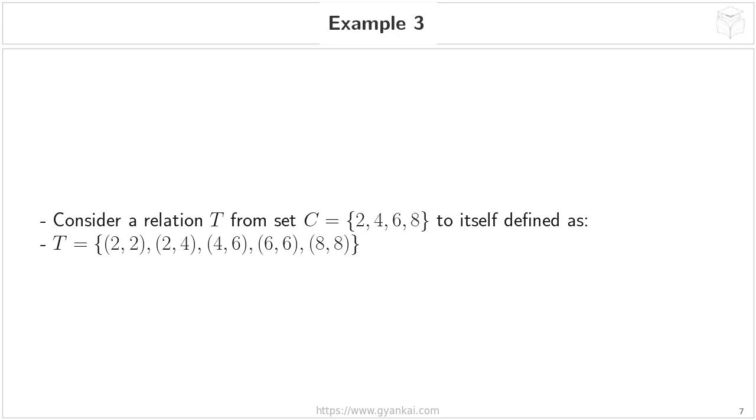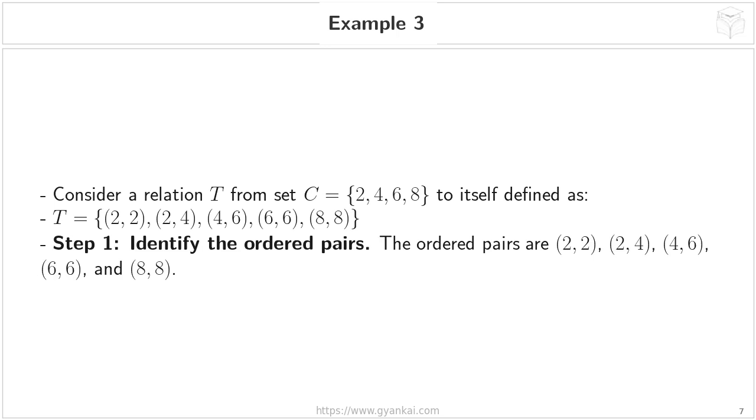Set C consists of the numbers 2, 4, 6, and 8. We can write that as C equals the set containing 2, 4, 6, and 8 with curly braces around it. The relation T itself is defined as a set of ordered pairs. Let's read them out: (2, 2), (2, 4), (4, 6), (6, 6), and (8, 8). Remember, each ordered pair tells us how one element in set C is related to another.